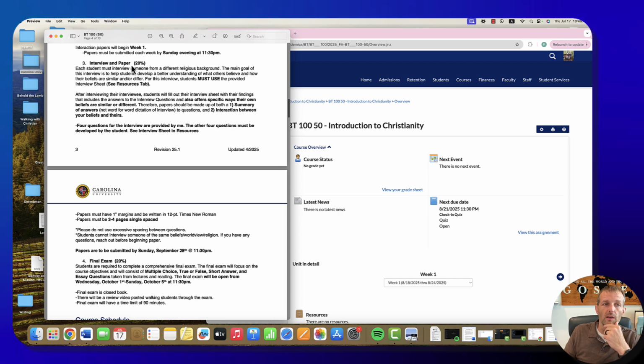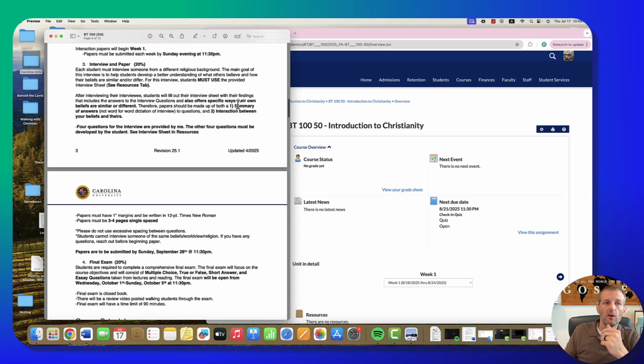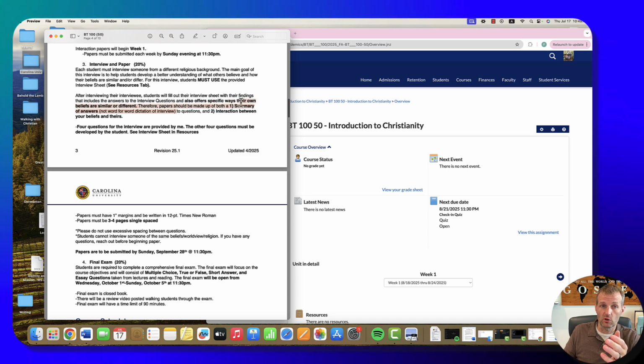So notice here in this interview paper, it says, number 1, you're going to give a summary of their answer, so you don't have to give a word-for-word answer that they give you. Kind of summarize the main points. But then you must interact with their beliefs.